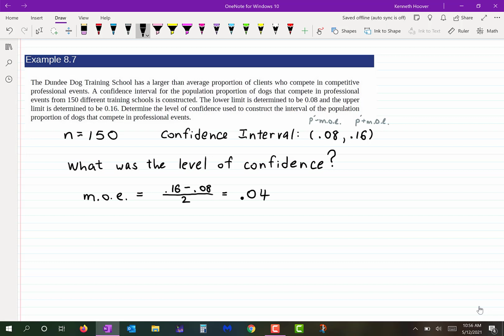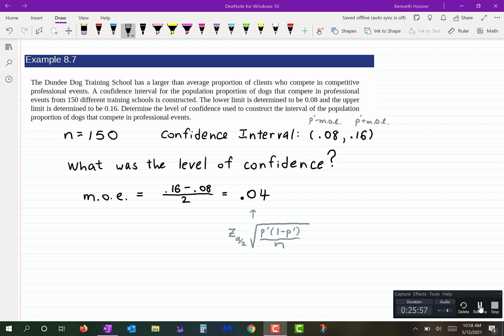All right, that's the first step. Okay, now, what's the formula for margin of error? Let me remind you that the formula for margin of error is the z-score for alpha over 2 times the square root of p prime times 1 minus p prime over n. That's the formula for the margin of error, and we figured out that that formula should give us 0.04. Okay, I need to know one more number, which is I need to know what p prime is.